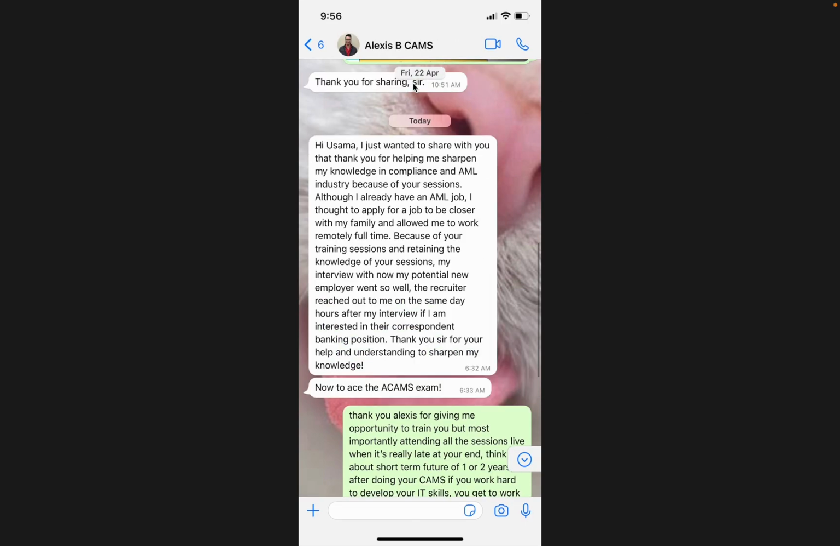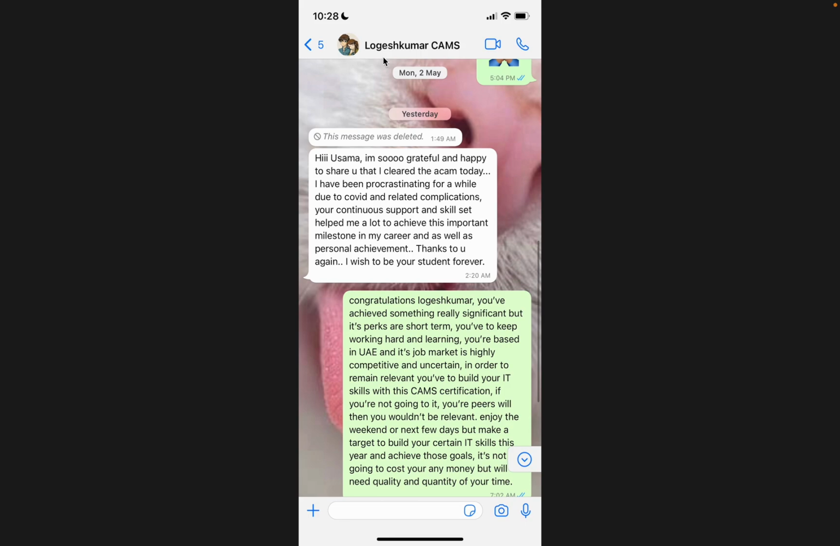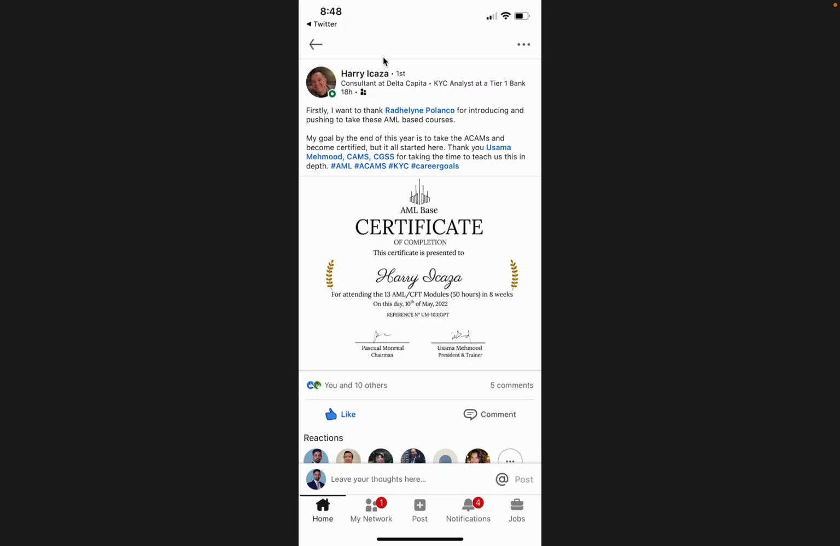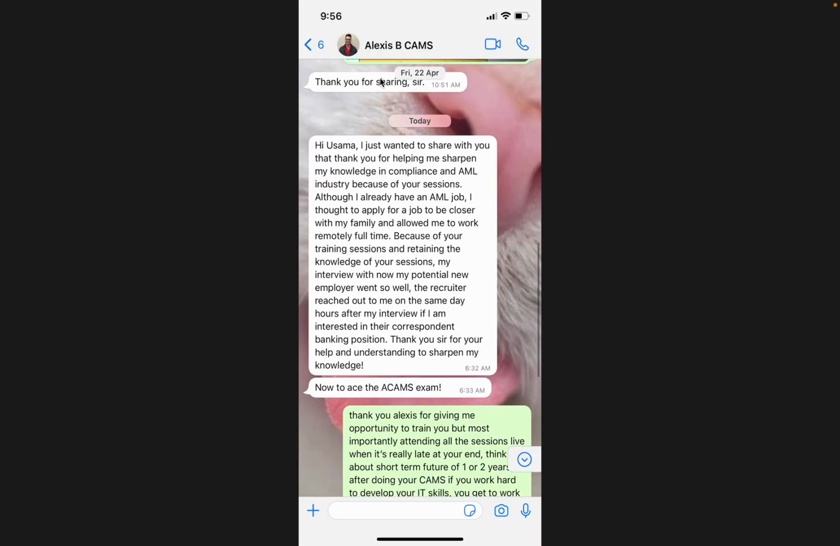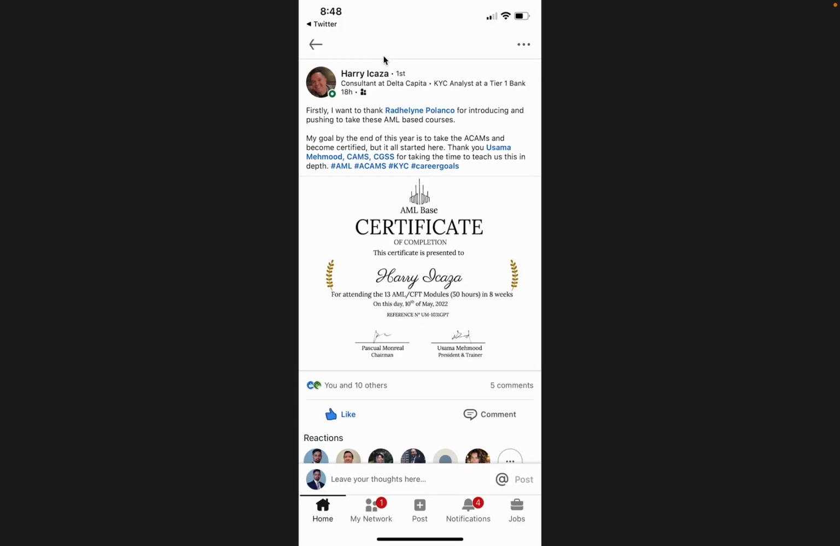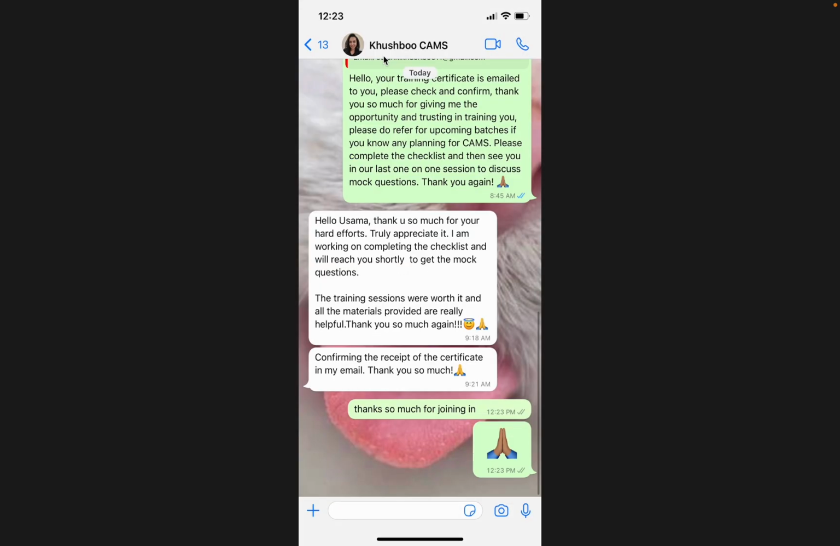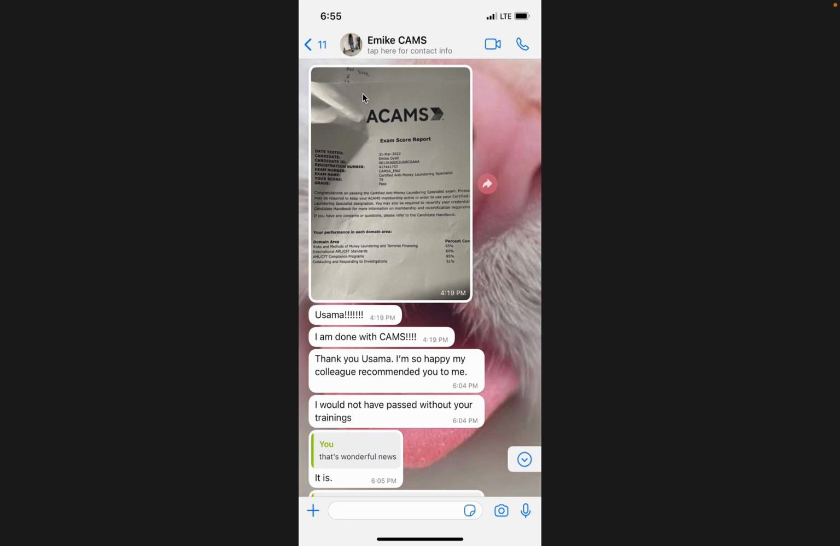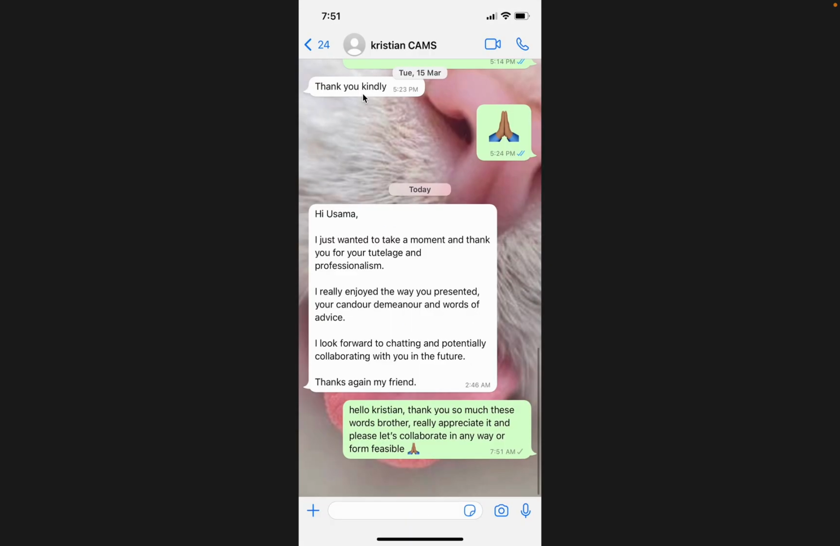Logesh is from India. No, Logesh is living in the UAE, in Dubai, but from India. Alexis is from Canada. This guy is from Canada as well. This Alexis, Heavy, and Redilane. You saw Redilane as well. There are three of them, their colleagues, who basically sent me. Redilane was trained by me, and she sent her two colleagues to be trained by me. And Khushbu from the USA, Amiki from Nigeria, Mansi from India, Christian.